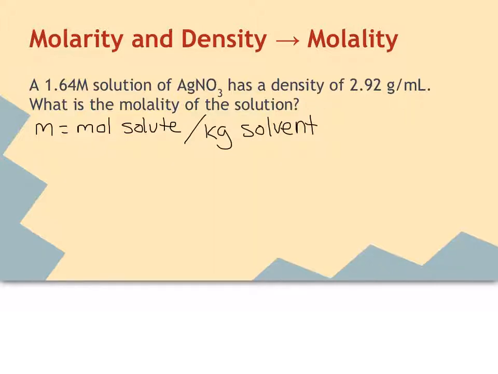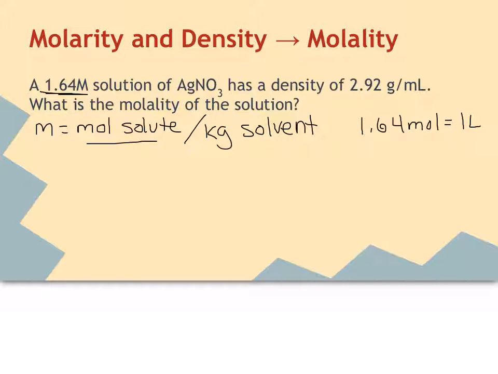Now, here's the deal, ladies and gentlemen. We already know moles of solute. You're thinking, how do I know that? It says 1.64 molar. But really, that's the same as saying 1.64 moles equals 1 liter. That's all that is. It's moles per liter. So since I already know the number of moles, the top is taken care of here. So this is done. Now I have to figure out kilograms of solvent.